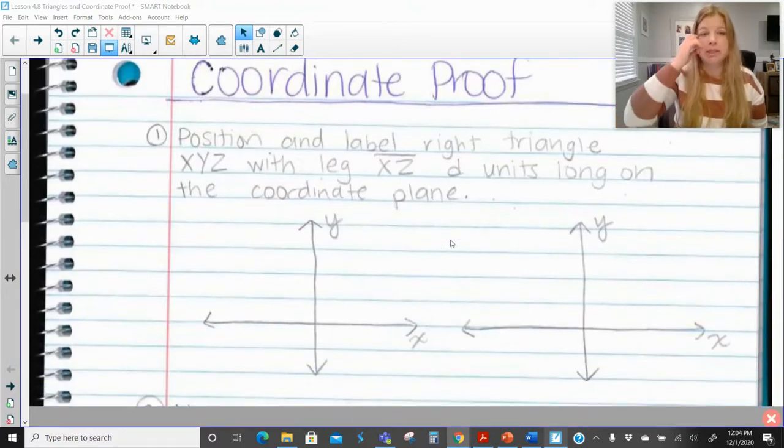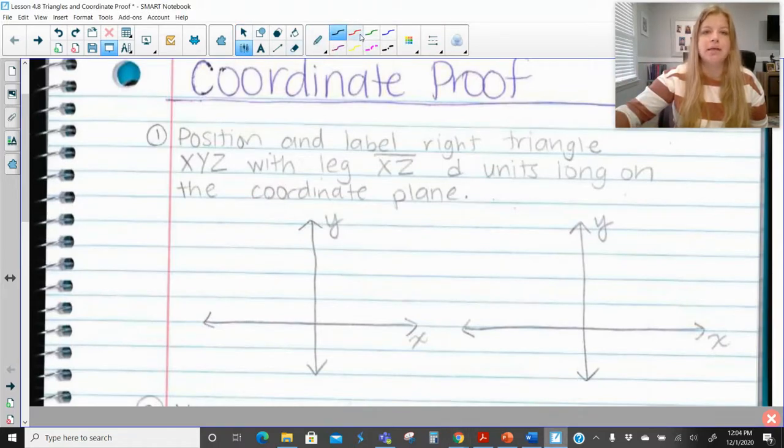So first off, we're going to follow directions here. It says position and label right triangle XYZ with leg XZ, which is D units long, on the coordinate plane. Now, I made two sketches of coordinate planes, really basic, and there are going to be just different examples that follow along with this. And of course, you could have so many different answers as well. So it says leg XZ. So I'm going to make a right triangle. All it says is that it's a right triangle. I'm going to label this X, Z, and this will be Y.